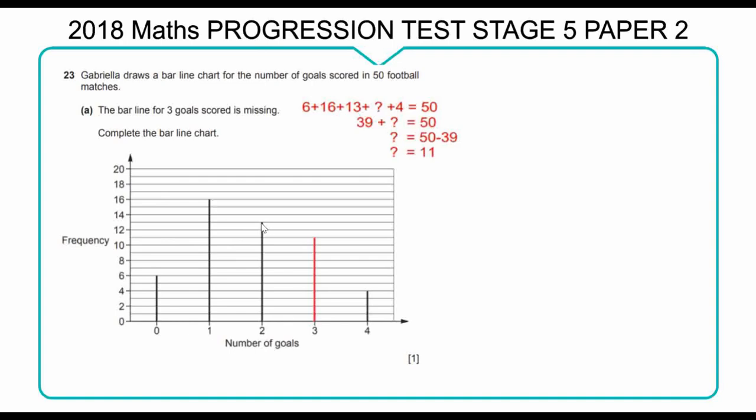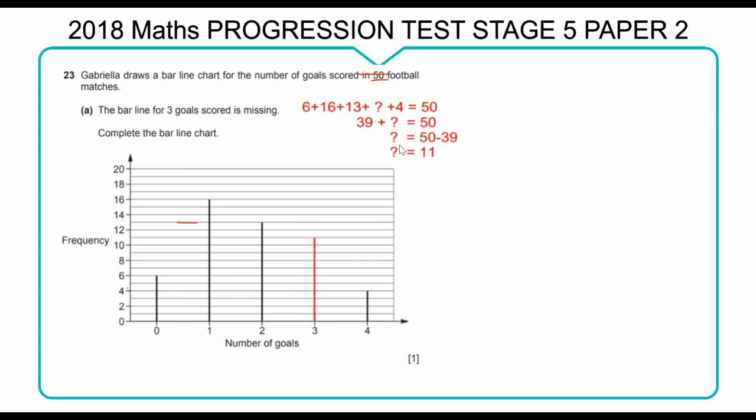This is 13 we got here. So 6 plus 16 plus 13 we put here, and a question mark and a 4 here. 4, this is go to 4 here, and add up to 50. This all 50. So we add this one, 6 plus 16 plus 13 plus 4 is equal to 39 plus the question mark equals 50.